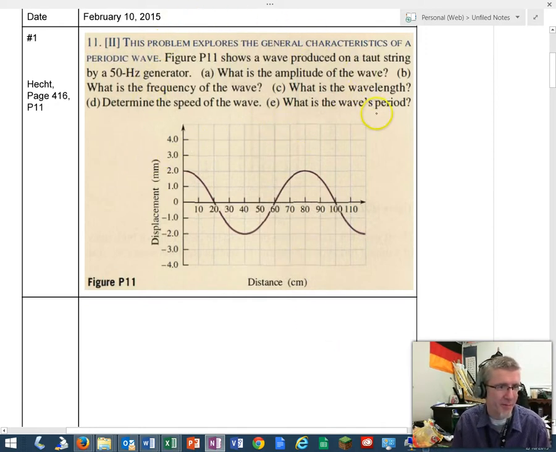Number 1, the problem explores the general characteristics of a periodic wave. Figure P11 shows a wave produced on a taut string by a 50 hertz generator. What is the amplitude of the wave?